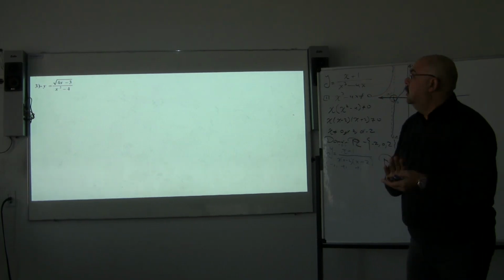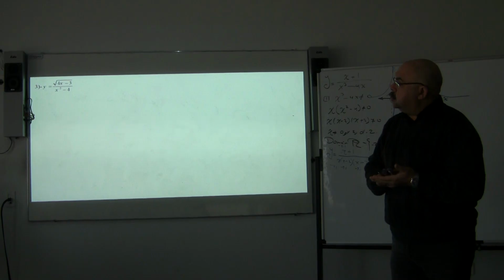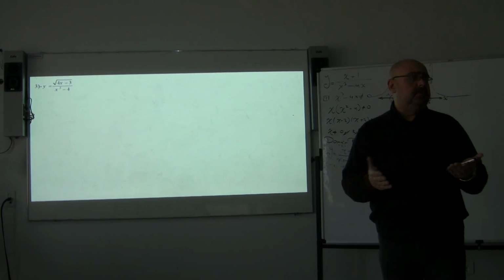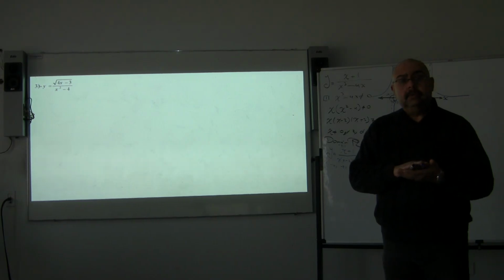Okay, now I have a square root of 4x minus 3 divided by x squared minus 4. What are your suggestions? What should we do?